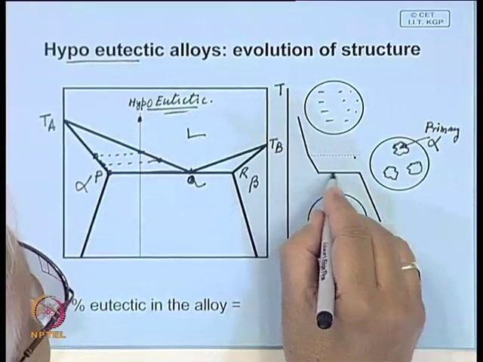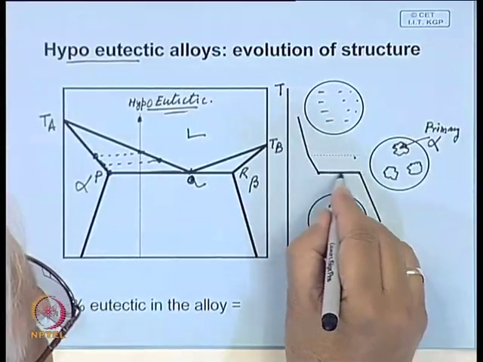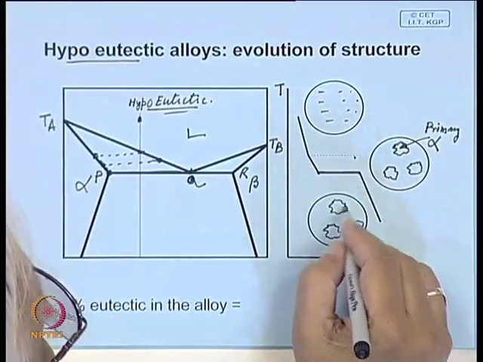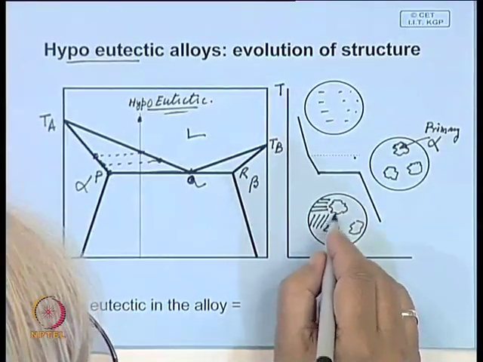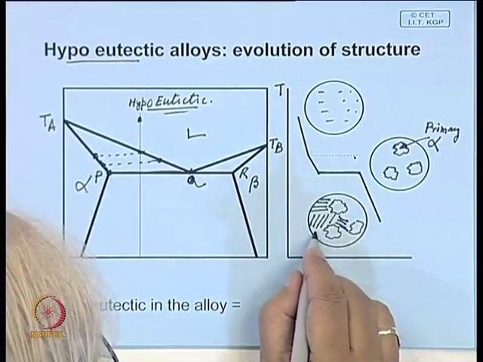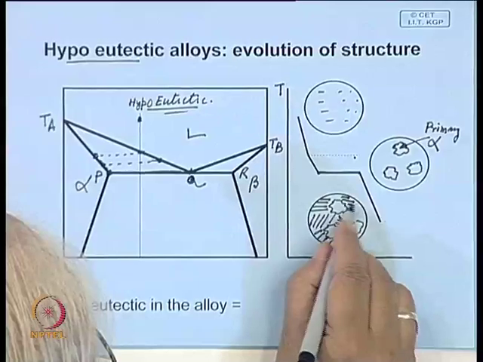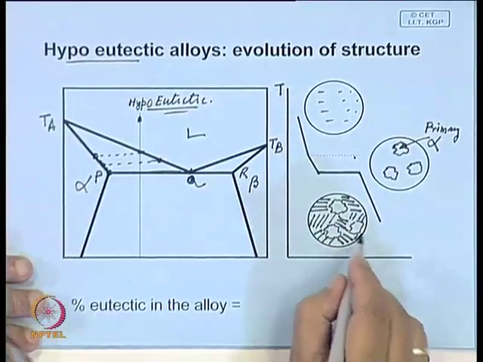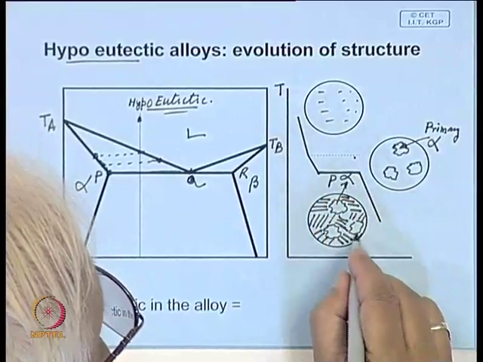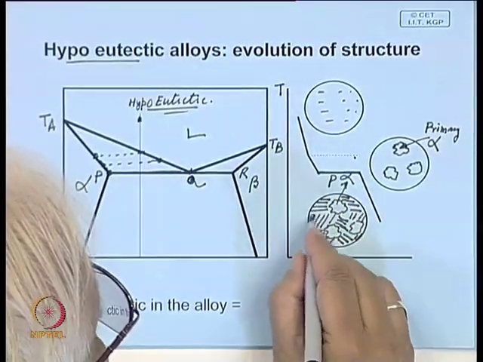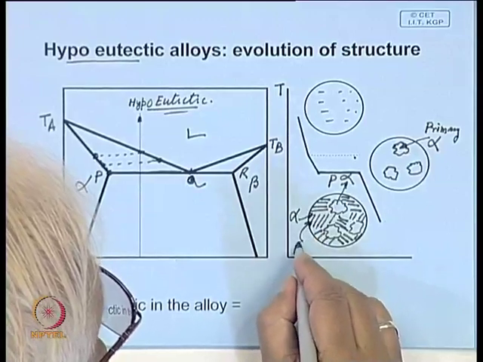Now, when the solidification starts, the temperature will remain constant at the eutectic temperature until the entire amount of liquid becomes solid. The areas at the boundaries will be totally converted into eutectic. The structure will look something like this. Here you will have primary alpha, these are primary alpha, and these are eutectic, and in the eutectic this white region is alpha and the black region is beta.